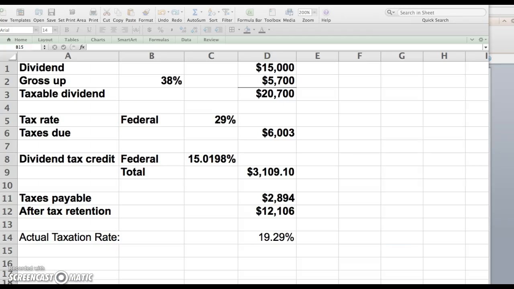So let's look at the income that this person earned. They received $15,000 of dividends, and we grossed those up 38%, giving us a total taxable dividend of $20,700. Now, where would this be reported on your T1 General? Well, let's have a quick look.